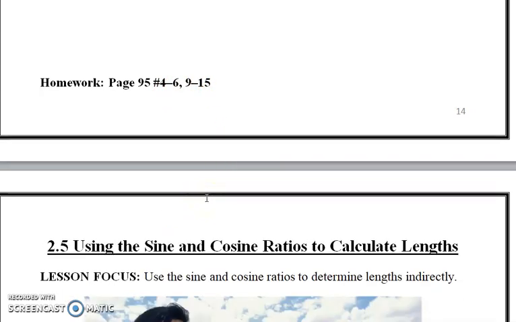In the next class, we'll head to 2.5, and we'll use the sine and cosine ratios, not only to calculate the angles, but to calculate the lengths.